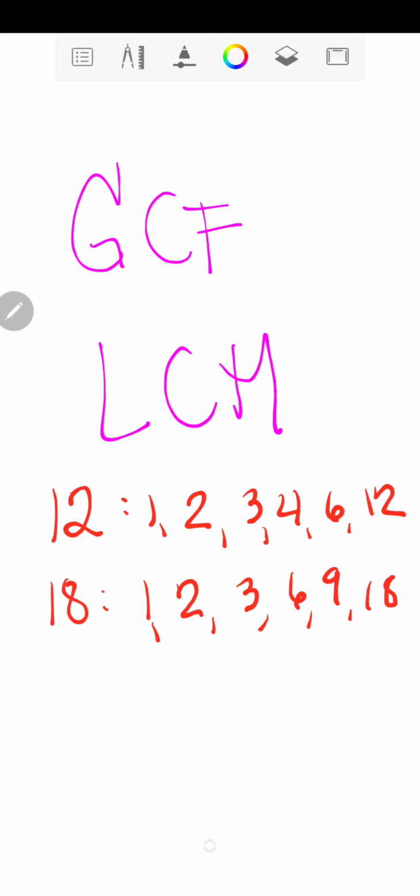And now if you want to look for the greatest common factor, just find the greatest number that is common in numbers 12 and 18. And as you can see, it is number 6. So 6 is our GCF for 12 and 18.